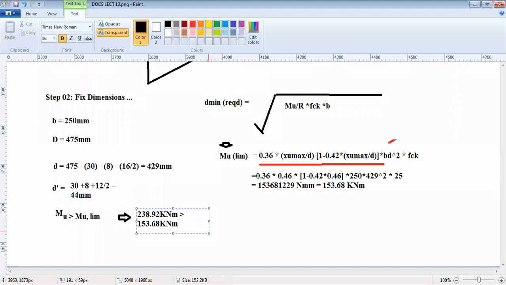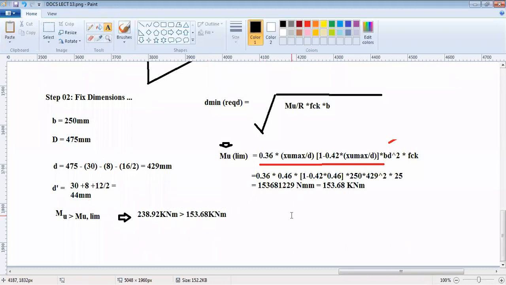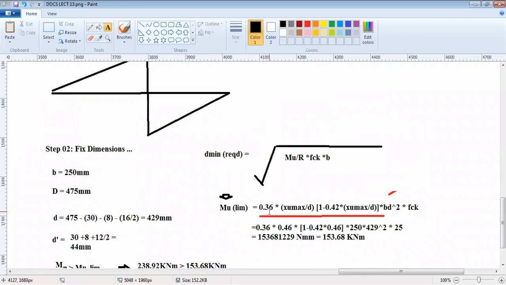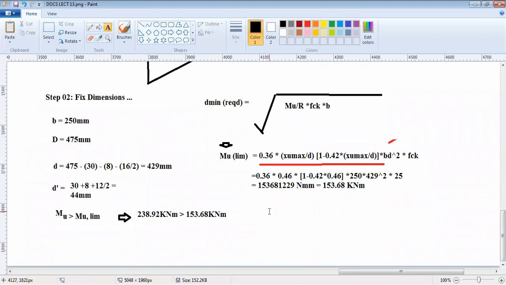What does this mean? That the section we have been given is not able to take all the load. The section would become over reinforced if we design it in this manner. This means that your Xu is less than Xu max. So thereby the section is becoming over reinforced. But we have to keep the section under reinforced.